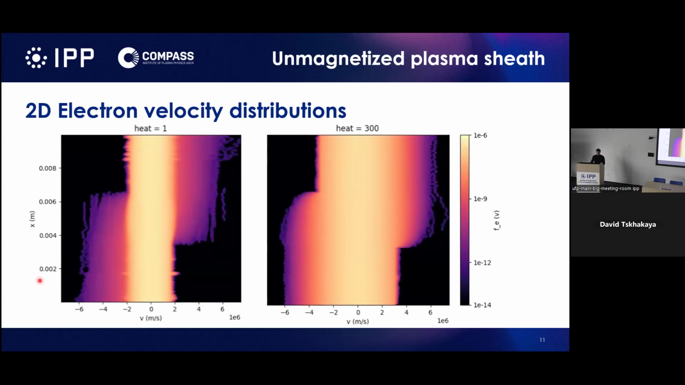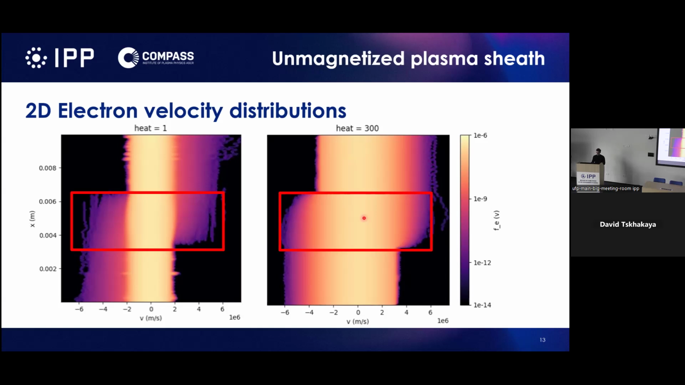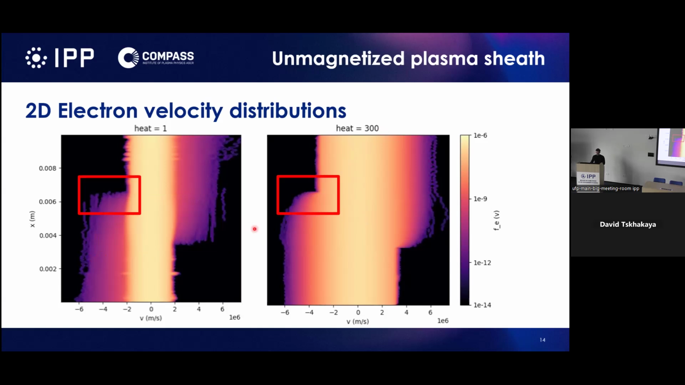In the vertical axis, we have the X position. So this is the left wall, this is the right wall. And here we have the negative velocity, so this is moving towards the left wall, and here we are moving towards the right wall. So we can see that as we increase the heating, the brighter colors are more spread out, so this means that we have more particles also at the higher velocities in the case of heating 300.